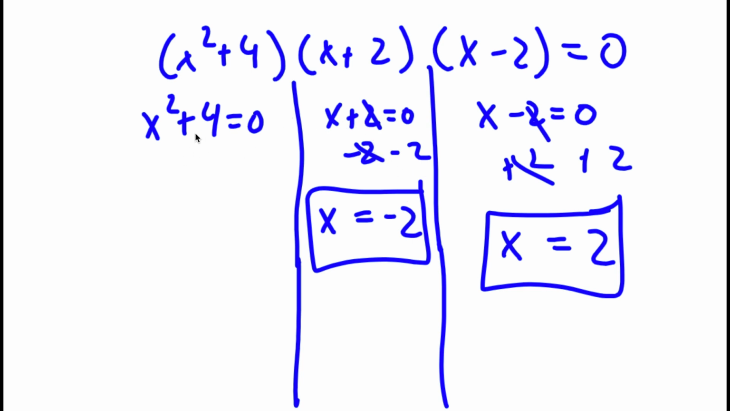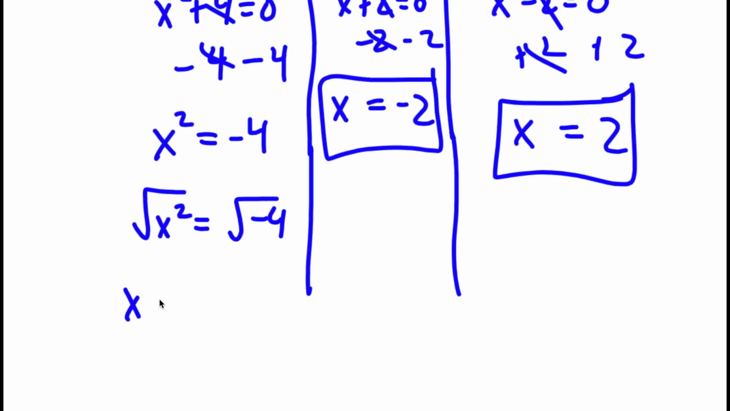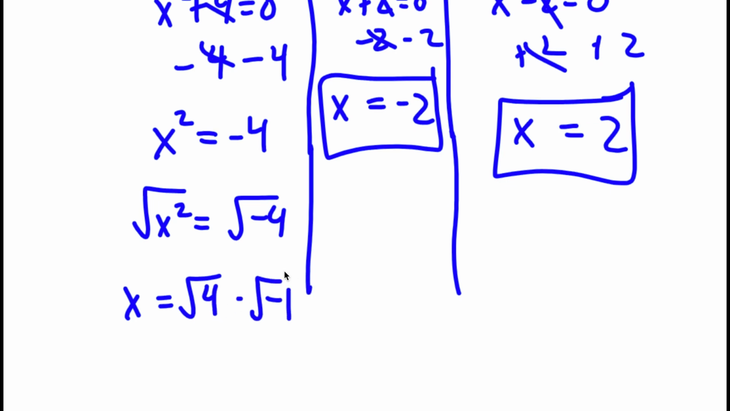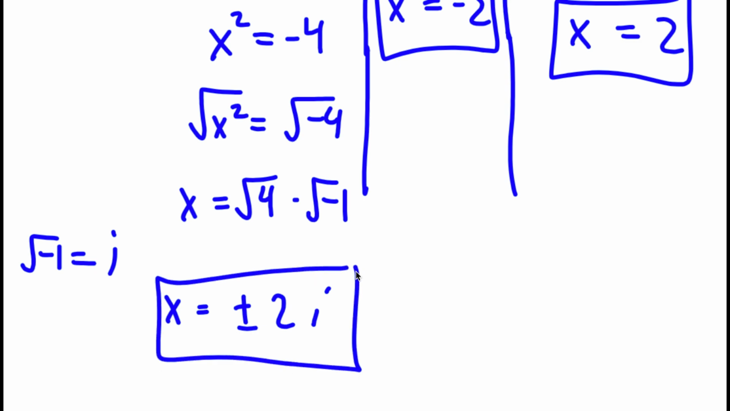And finally, for x to the power of 2 plus 4 equals 0, I'm going to subtract 4 on both sides. So now I'll have x squared is equal to negative 4. Now, if I take the square root on both sides, I get the square root of x squared is equal to the square root of negative 4. The square root of x squared is x. And the square root of negative 4 I can rewrite as the square root of 4 times the square root of negative 1. And if you didn't already know, the square root of negative 1 is equal to the imaginary number i. So now I have x is equal to, the square root of 4 is positive or negative 2, and the square root of negative 1 is i, so I have x is equal to positive or negative 2i.